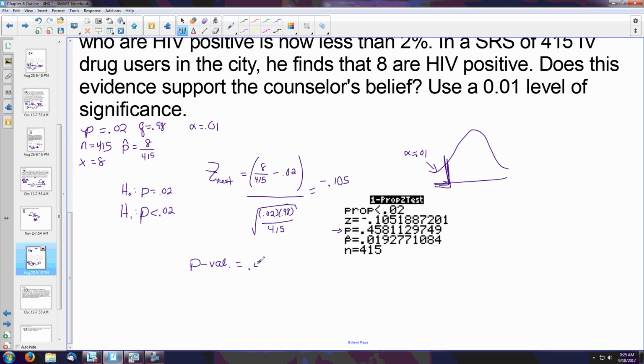The p-value is 0.458, and we want to compare that to alpha. When our p-value of 0.458 is greater than 0.01, which is alpha, if you recall, anytime the p-value exceeds alpha, we fail to reject our null hypothesis.